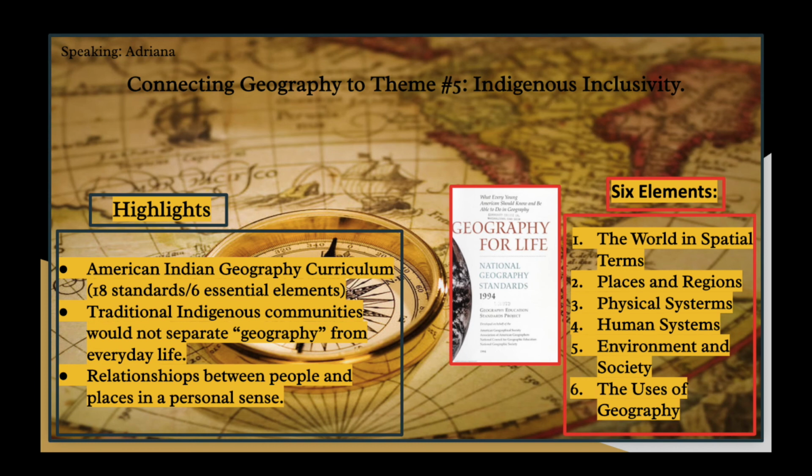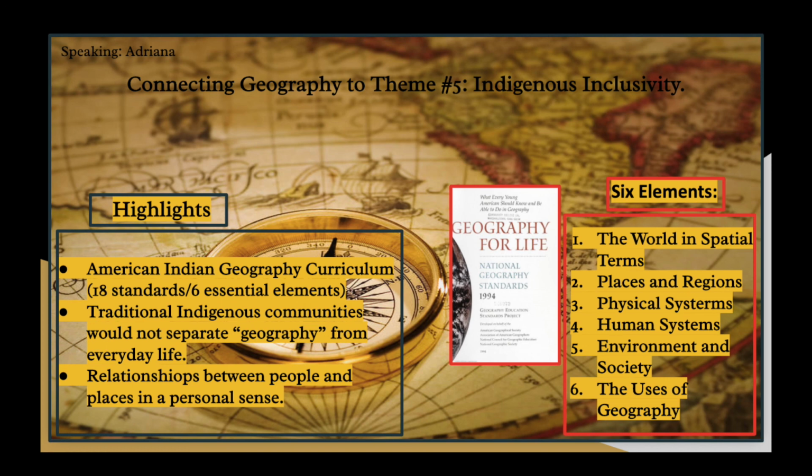For element number 5, it describes how human actions modify the physical environment, how physical systems affect human systems, and the change that occurs in the meaning, use, distribution, and importance of resources. And lastly, element number 6 describes how to apply geography to interpret the past, present, and plan for the future. These elements are used by the American Indian Geographic curriculum. But also, these elements are great to use when curricular policies and official textbooks have failed. It is also important to note that traditional indigenous communities do not separate geography from everyday life. Everything is one. We are all equal.